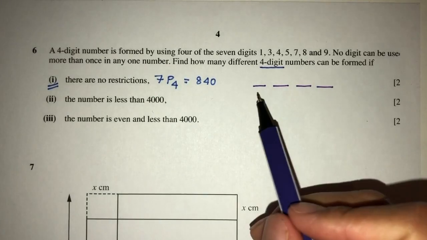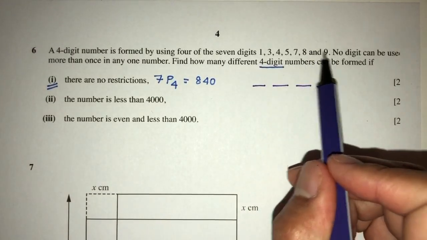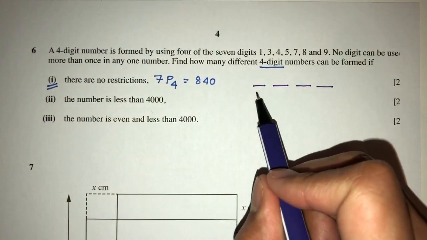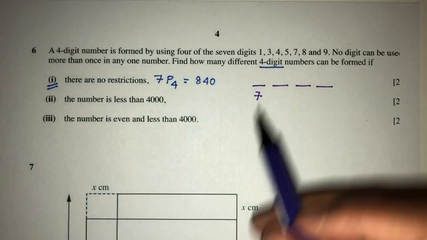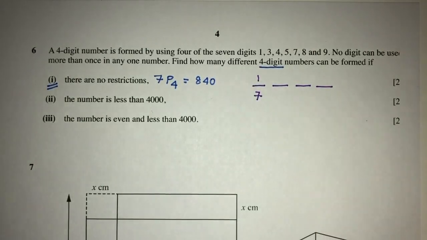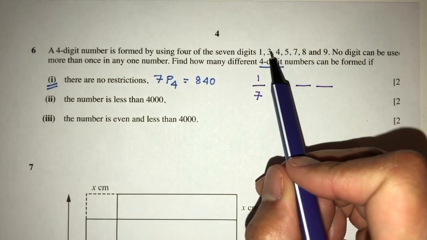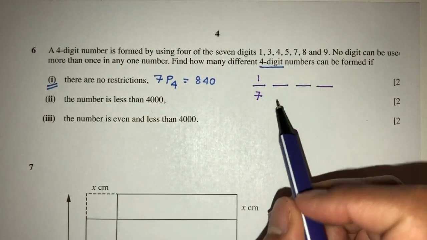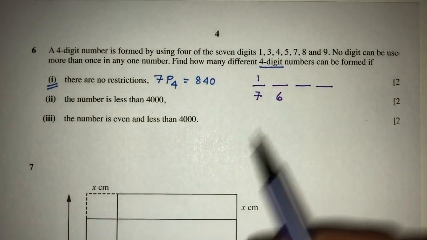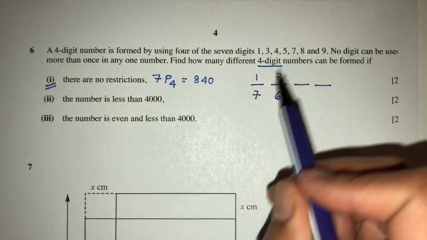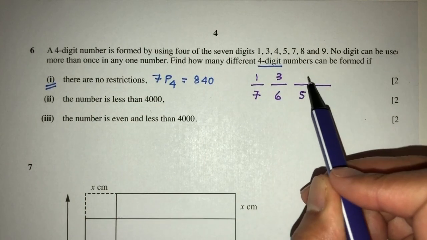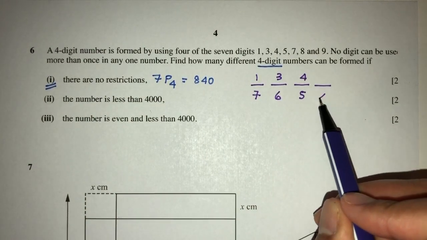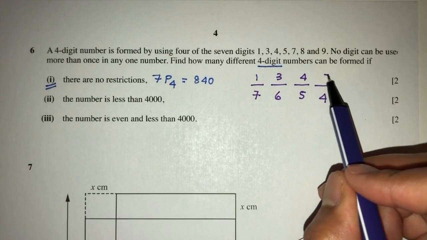Now, for the first choice, I can choose any of those numbers, right? We have 7 choices, so that will be 7. For example, let's say I choose 1. Now for the next one, I have 1, 2, 3, 4, 5, 6, 6 options. Let's say I choose 3. Next one, I will have 5 options. Let's say I choose 4, and then I will have 4 options. Let's say I choose 5.